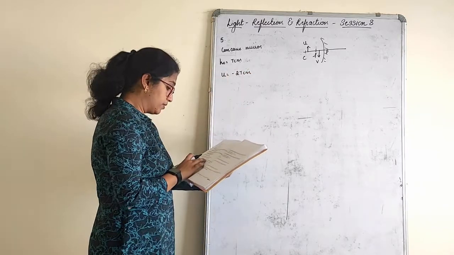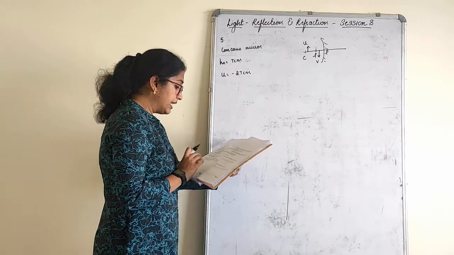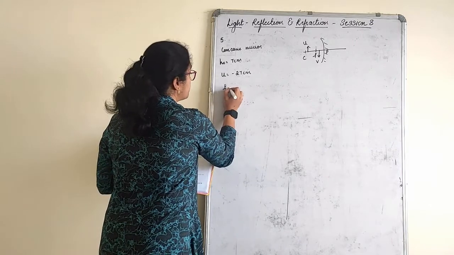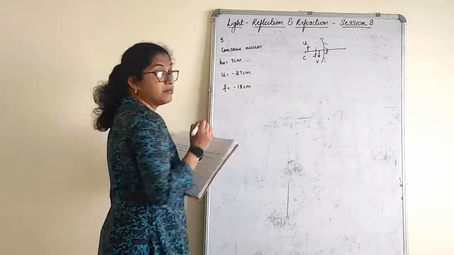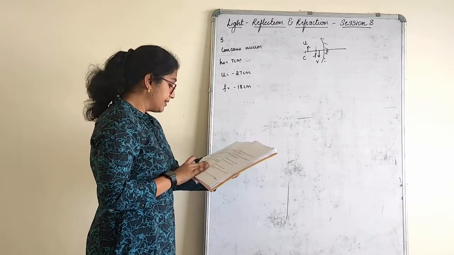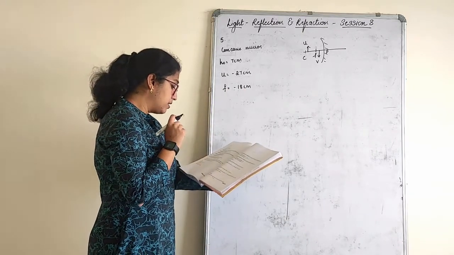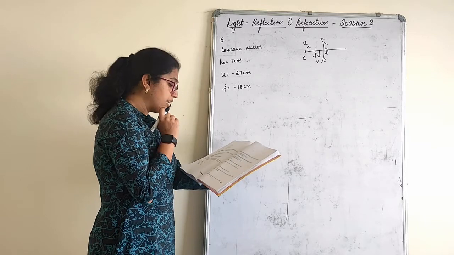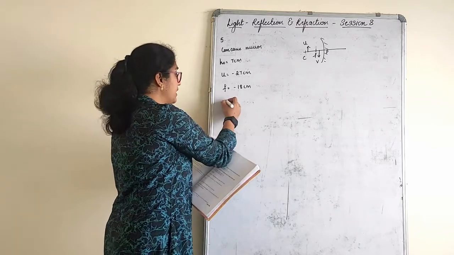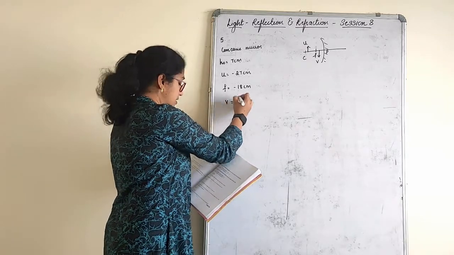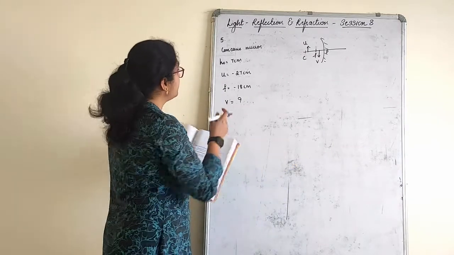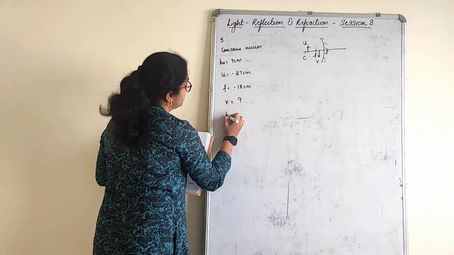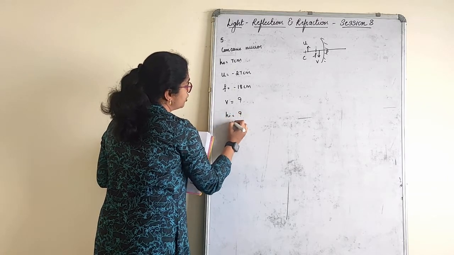Minus, of focal length 18 cm. Focal length also should be minus. At what distance from the mirror should the screen be placed so that we get a sharp focused image? Find the size and nature of the image.